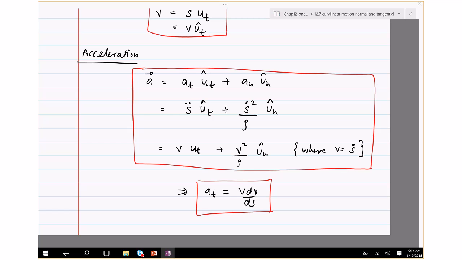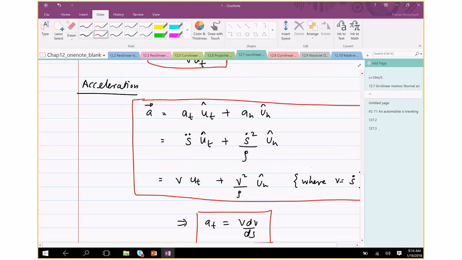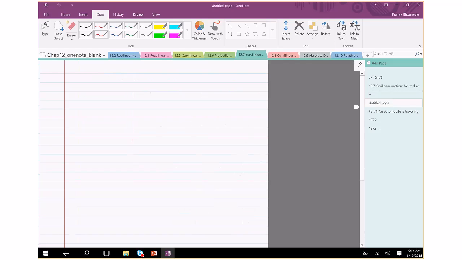Okay, so in this expression here, if you know s, you can find acceleration, but what about rho? How do you find rho? So there's another formula for rho, and it's fairly complicated. You're not expected to remember it. We will give the formula to you in the exam.